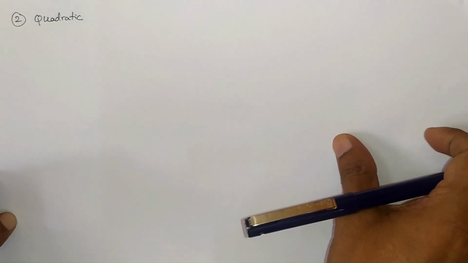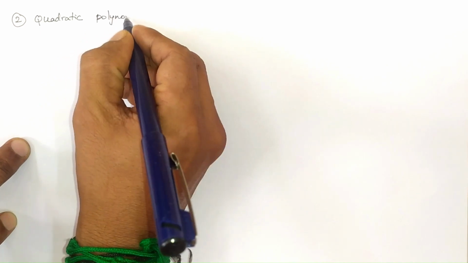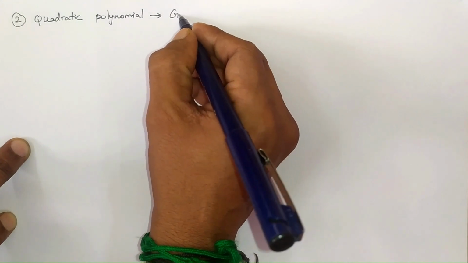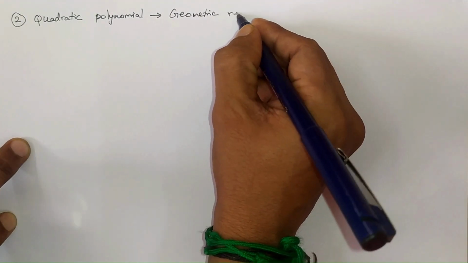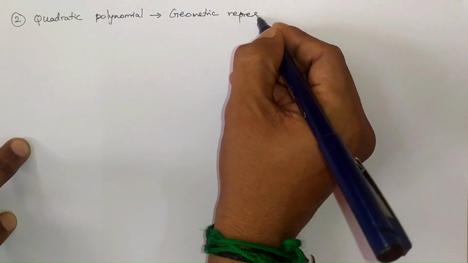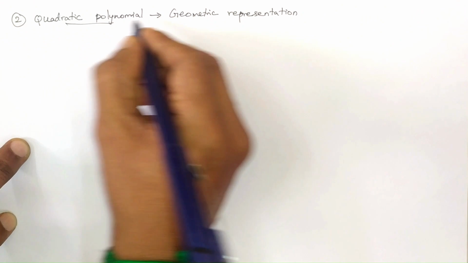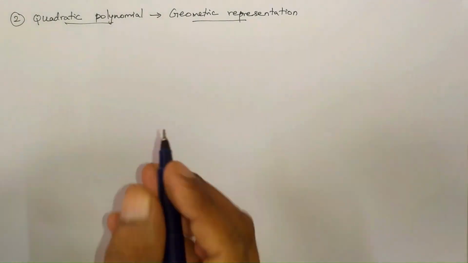Quadratic polynomial, a geometrical representation. Geometric representation. So let us consider a quadratic polynomial.